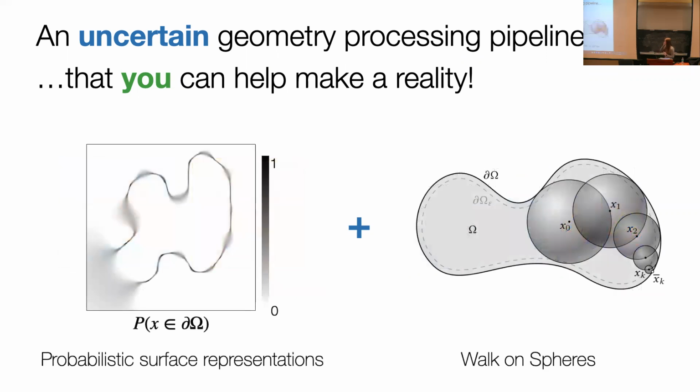Well, we have something like a surface. We have a probability of being on the surface. So I thought, how about we do walk on spheres, like this Monte Carlo geometry processing algorithm, but then stop according to that probability instead of hitting the surface. So that's another paper that we could write together.